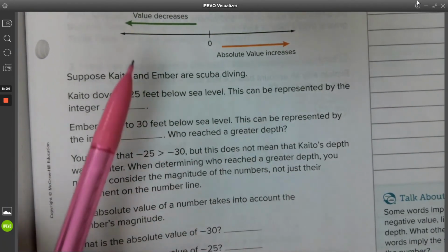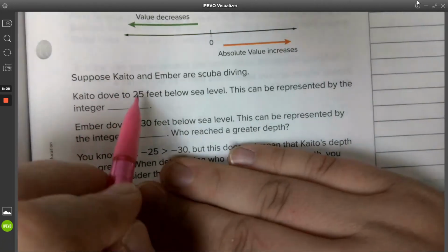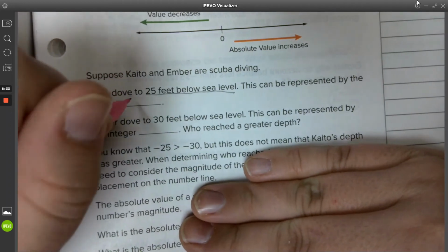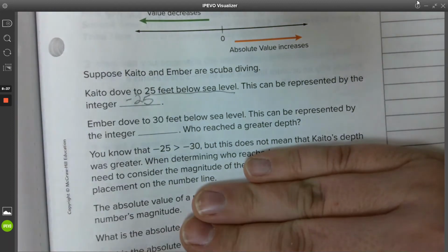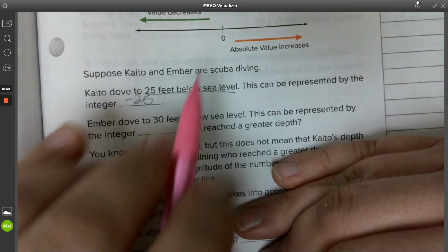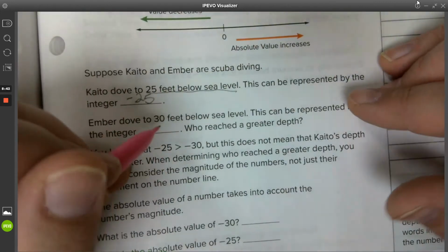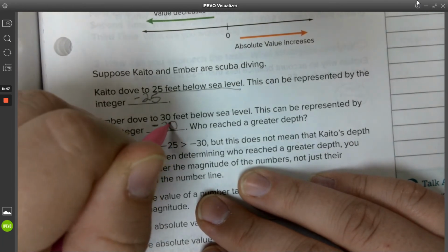So here we go. Suppose Cato and Ember are scuba diving. Cato dove to 25 feet below sea level. This can be represented by the integer -25, and you should be filling in these values with me. Ember dove to 30 feet below sea level because it's below, right? We're still talking about negatives, so a -30.